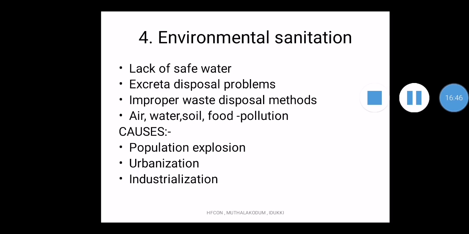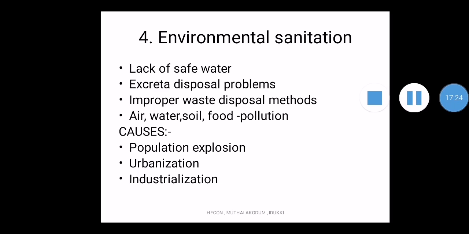Then excreta disposal problems. We have so many problems in waste disposal methods. We don't have proper recycling of waste. In many areas, even now, dumping is happening. We don't have proper recycling of waste materials, and we are following the traditional excreta disposal methods only. We are not thinking about something new. So these are some of the hindering factors. Ultimately, these all will lead to air pollution, water pollution, soil pollution, and even food pollution. So it all will ultimately lead to bad health.